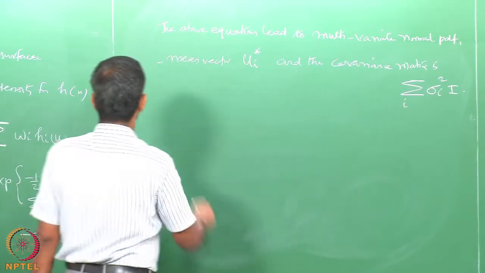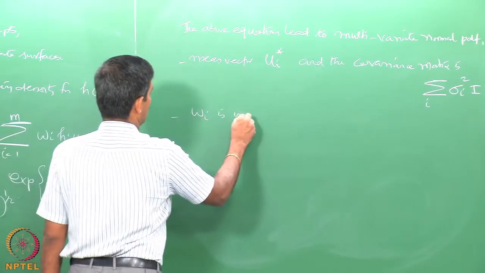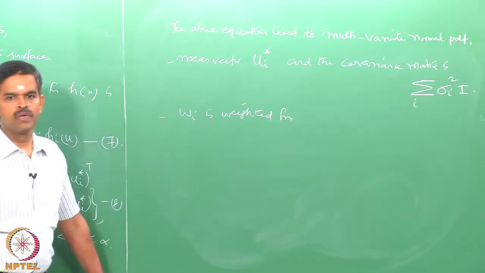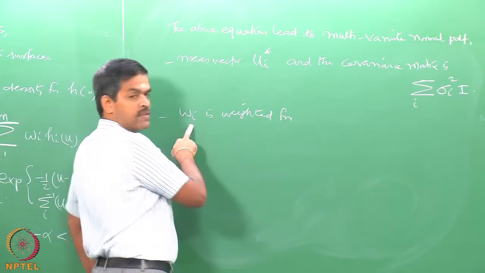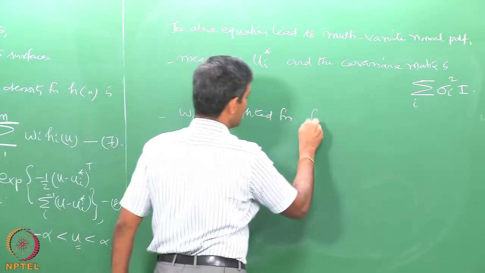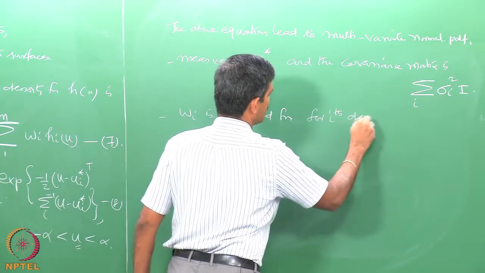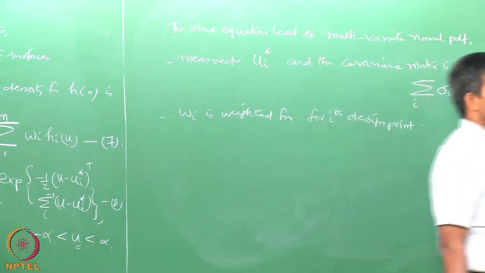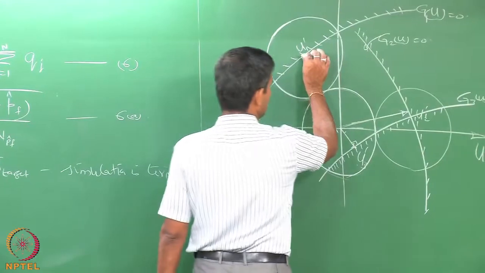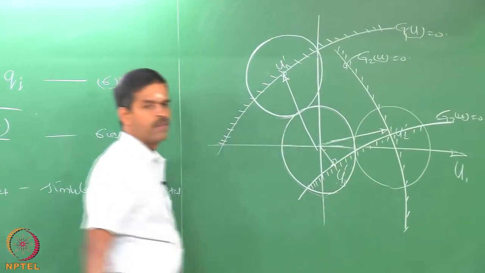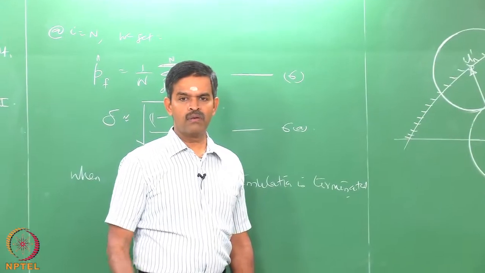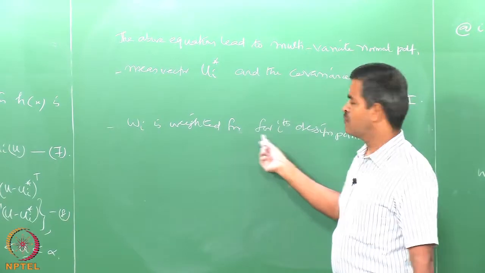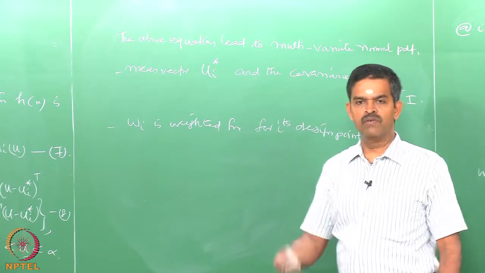In the whole argument, Wi is called the weighted function. Since I represents a specific count, so it is a weighted function for the ith design point. Now, as you see in this figure, we have many design points u1, u2, u3. So, for every value of the design point, you have to have a weighted function of this. So, Wi is actually the weighted function for ith design point which you have generated.